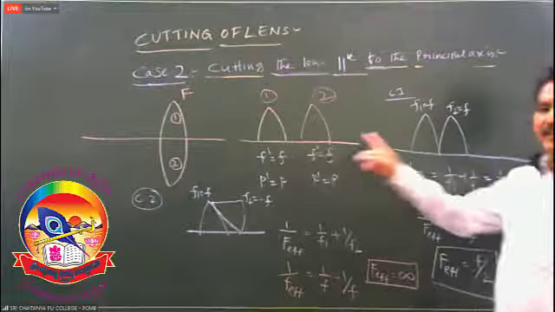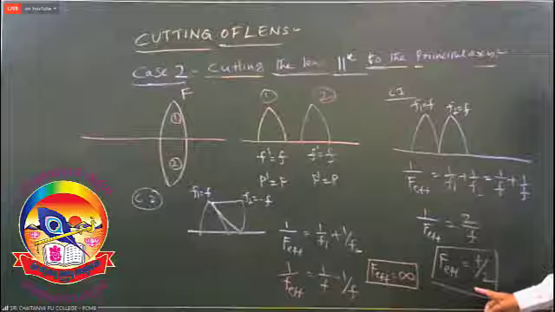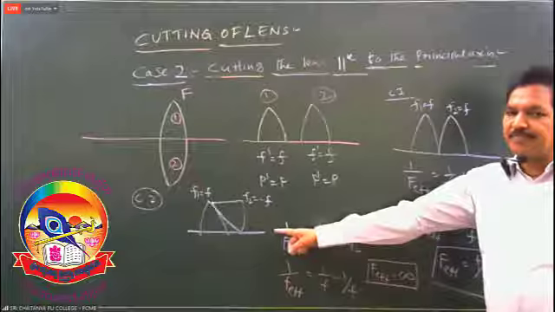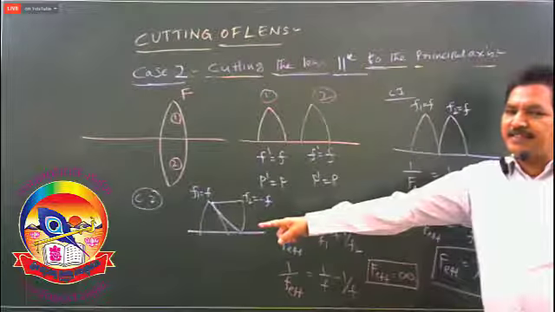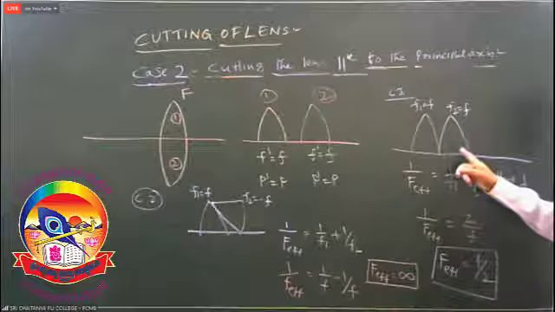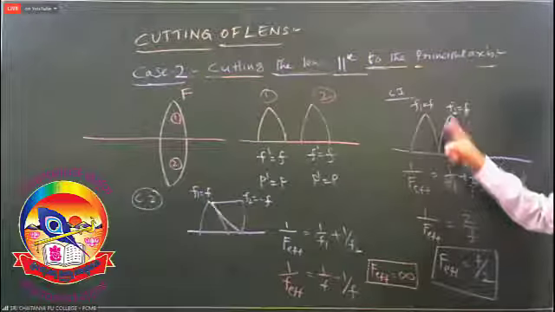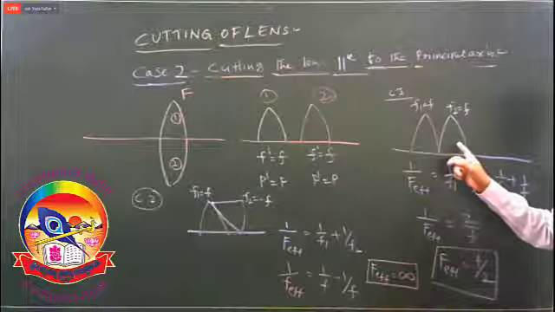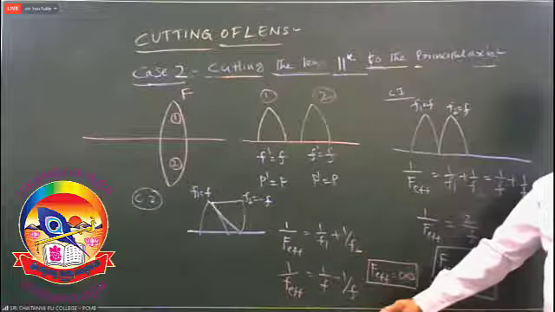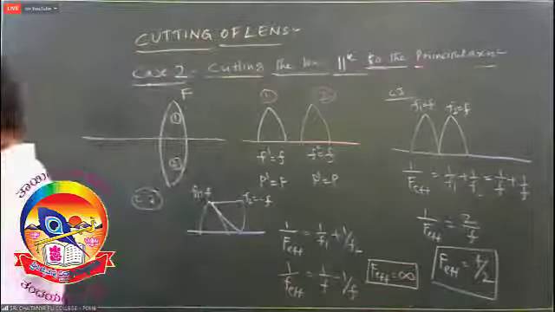And after cutting, they are arranged in different ways. If those two pieces are arranged like this, the effective focal length is f by 2. If those two pieces are arranged like this, one will behave as convex, the other one will behave as concave. In this case, both of them convex, middle part thick, near the edges thin. Here one convex, another one concave. So we can find out the effective focal length by using this formula.